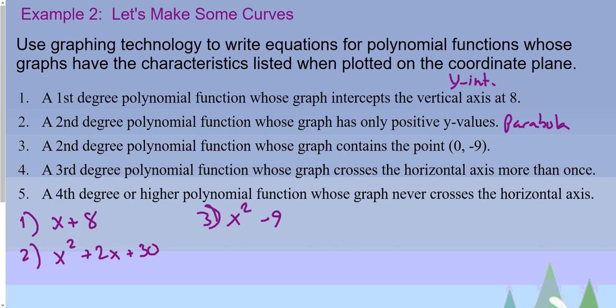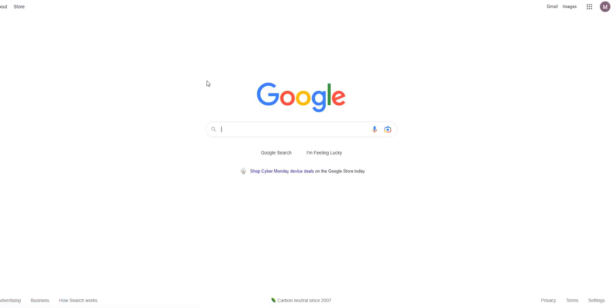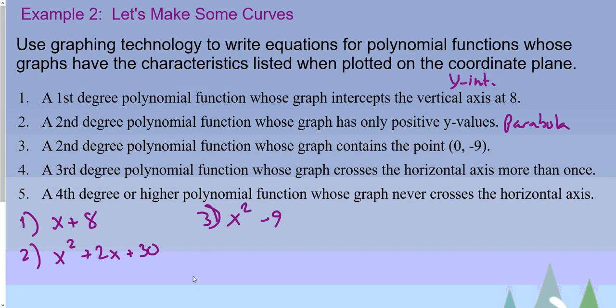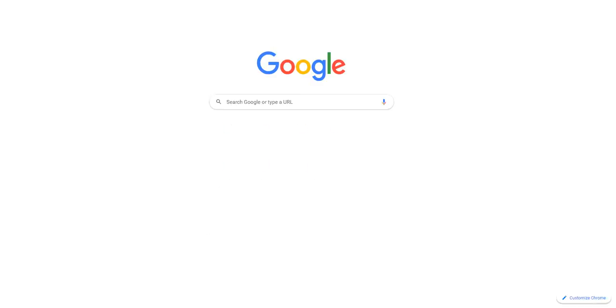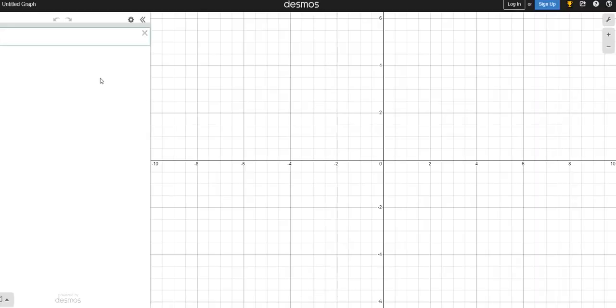A third degree polynomial function whose graph crosses the horizontal axis more than once. Ooh. Okay, maybe we better Desmos these. So let's take a look. Wrong one. Let me pull up my other account. Let's do some Desmos, graphing calculator. Let's say we did x to the third. It's going to look like that. So there's my basic x to the third graph, and it has to intercept the x-axis more than once.